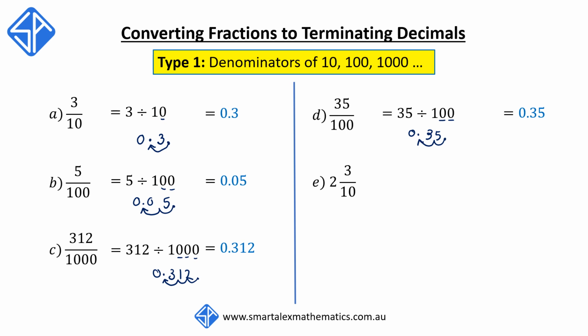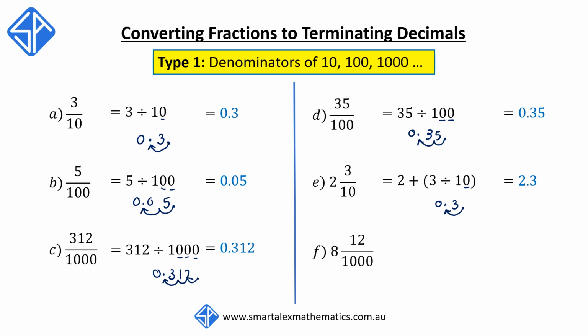Our next example is 2 3/10. Here we have the whole part and the fractional part. So this is the same as 2 wholes plus 3 divided by 10. For 3 divided by 10, we write 3, decimal at the end. Since there's 1 zero, we move the decimal point one place to the left. So we have 2 plus 0.3, and this is equal to 2.3.